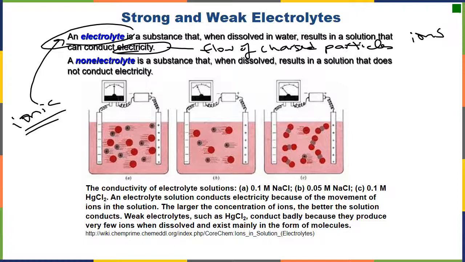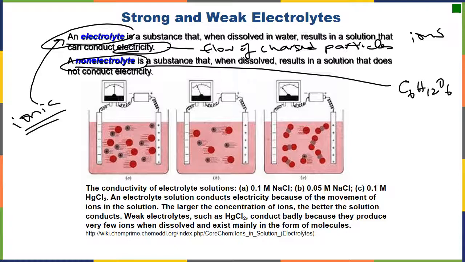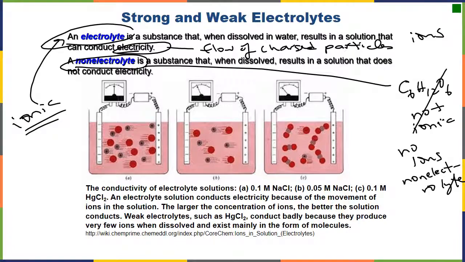Now, if instead of having ions, we put something like sugar. Sugar is a molecule. This is not ionic. Therefore, when we put it in water, we're going to have no ions. And because this has no ions in water, this is a non-electrolyte. So we have electrolytes and we have non-electrolytes. There are going to be weak electrolytes as well, but we're going to save that for Chem 112.